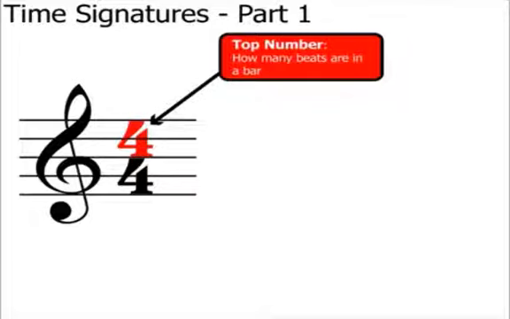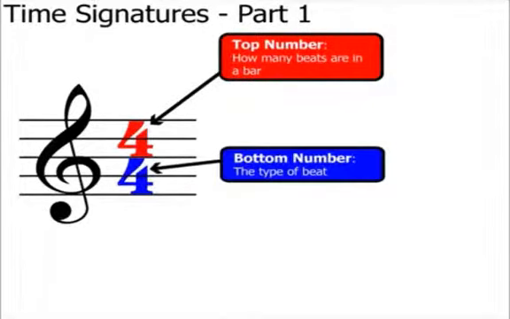Technically, you can have any number you like at the top, as long as it's a whole number and not a fraction like 2.5. But we'll start with smaller numbers first. It's the bottom number that seems to cause most confusion. The bottom number tells us the type of beat. By this, I mean, do we count in crotchets, minims, quavers, or something else?